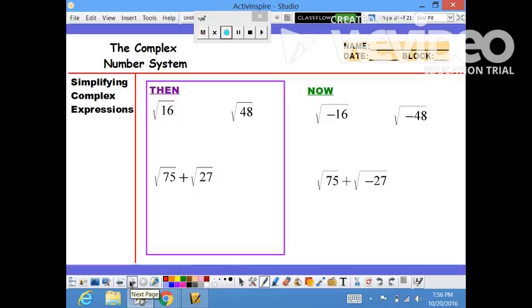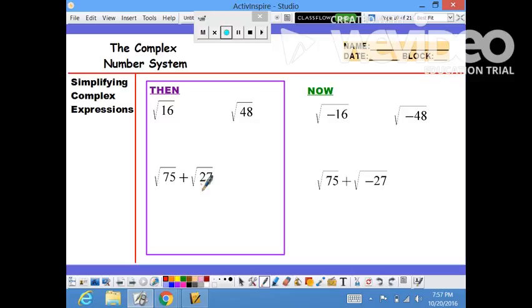As we go further through the complex number system, we also need to talk about Day 2, simplifying complex expressions. Back in Math 1, you were looking at radicals such as the square root of 16 and the square root of 48. You may also have added or simplified radicals such as the square root of 75 plus the square root of 27. Those rules still apply, and that's fair game to what you're about to extend them to, really.